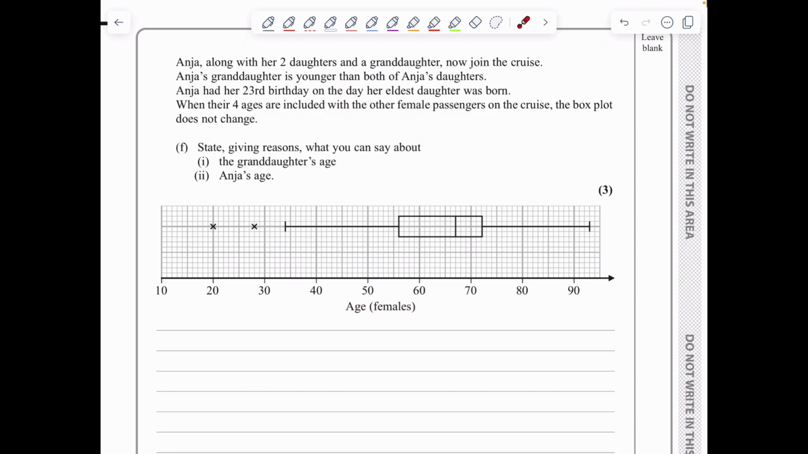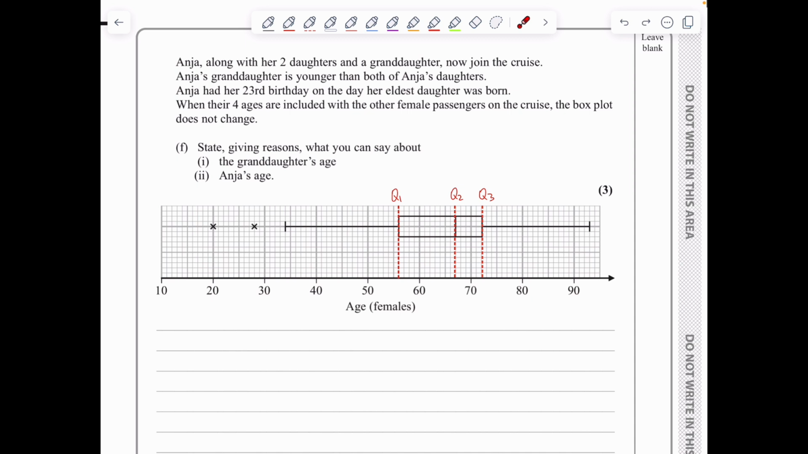In part F, we are told that Anja, along with her 2 daughters and a granddaughter, joined the cruise. Now, the granddaughter is younger than both of the daughters, and Anja had her 23rd birthday on the day her eldest daughter was born. Now, when we include all 4 ages, the box plot does not change, and we need to stay giving reasons. What can we say about the granddaughter's age and Anja's age? Well, we know that the box plot can be split into 4 parts according to Q1, Q2, and Q3.